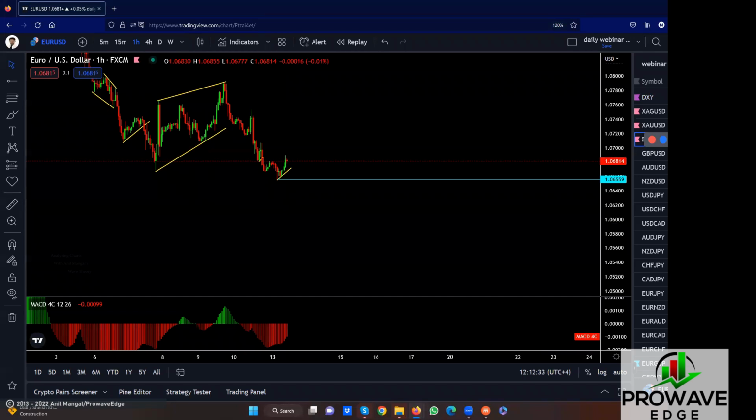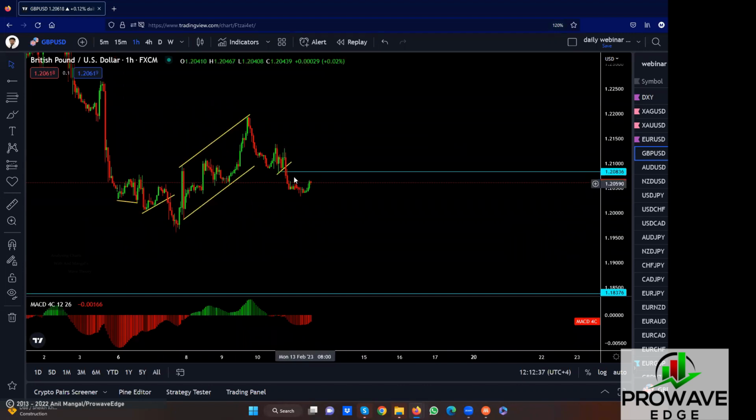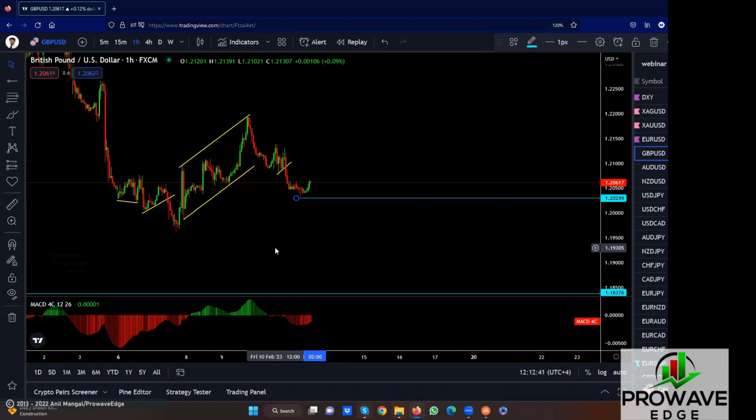Euro, we're going to put it as an aggressive sell. Pound. Pound already was a sell on Friday. That's gone. I think we can put another sell here. Pound is still in the consolidation. So this pattern is different, right? It's still in the consolidation. I don't think this is all the consolidation.